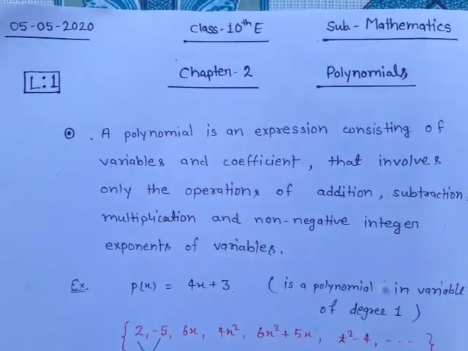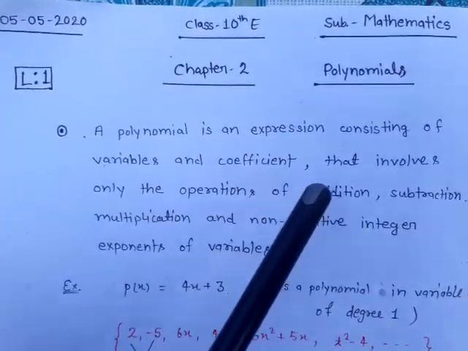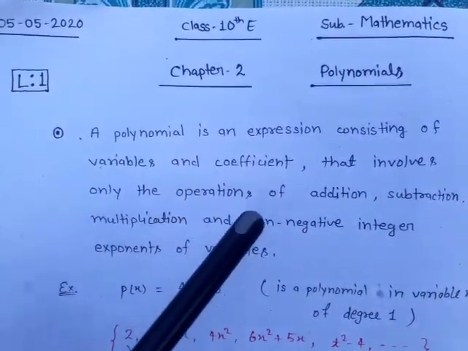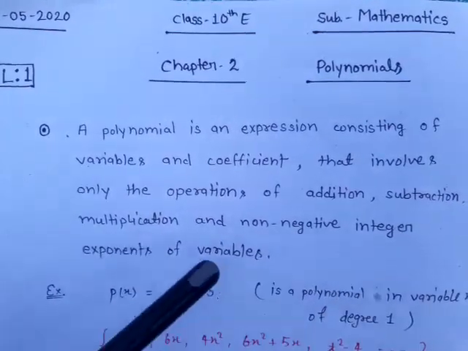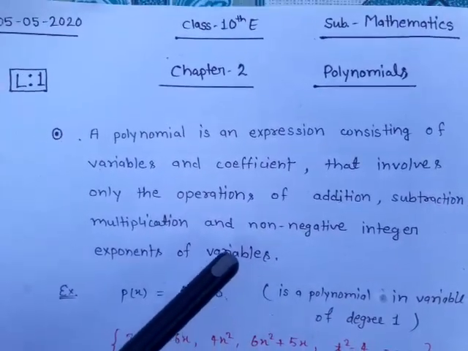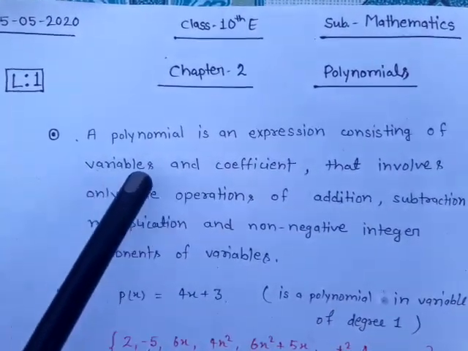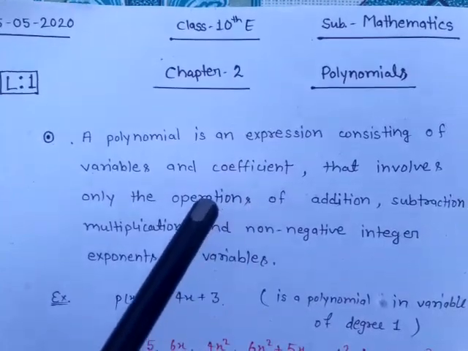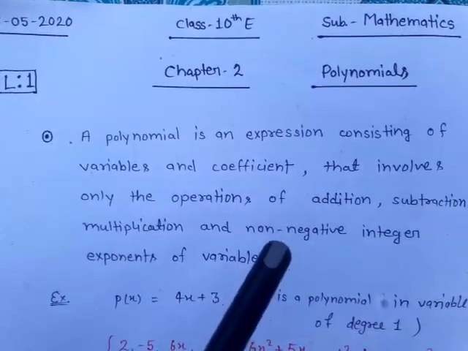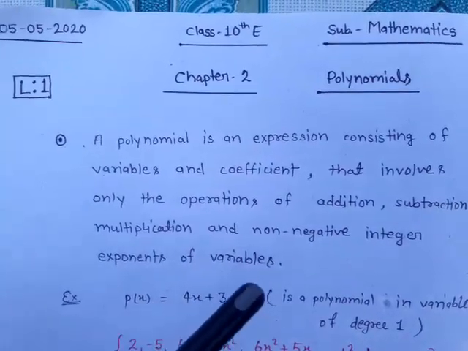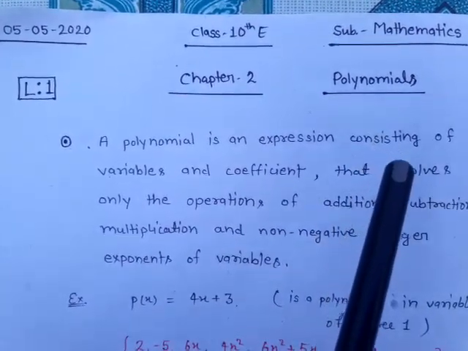Now what is a polynomial? A polynomial is an expression consisting of a variable and coefficient that involves only the operations of addition, subtraction, multiplication and non-negative integer exponent of variable. That is, a polynomial is that algebraic expression which consists of variable and coefficient, which involves the operations addition, subtraction, multiplication, and the exponents of the variable are non-negative integers. If such conditions hold, then we say that expression is a polynomial.